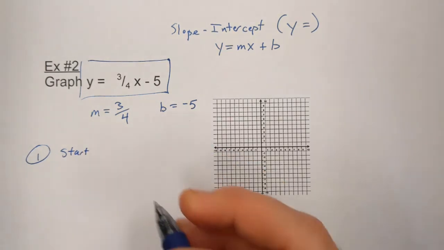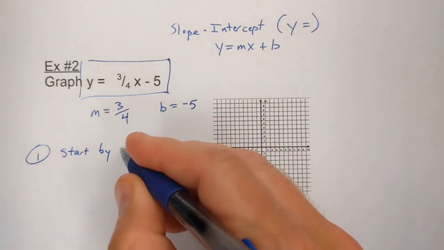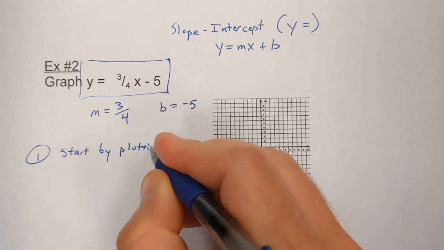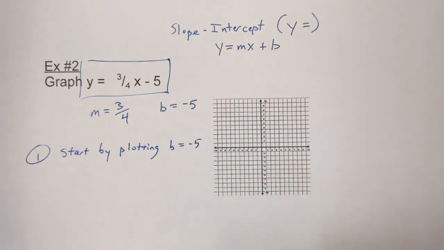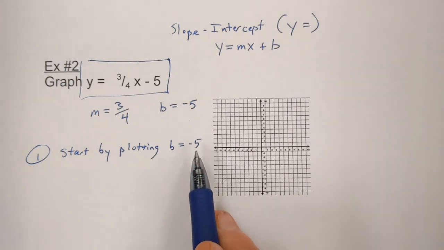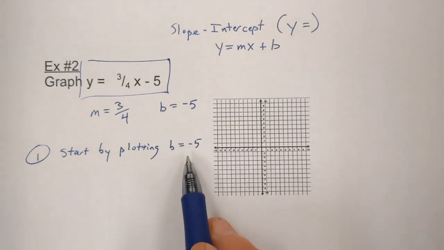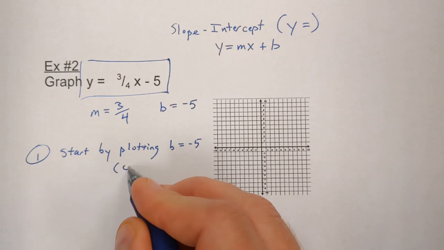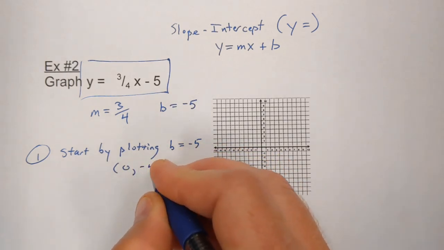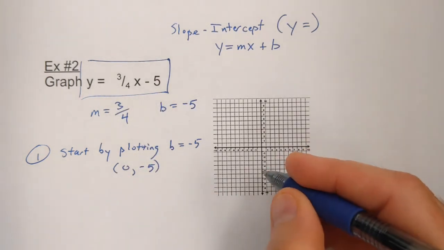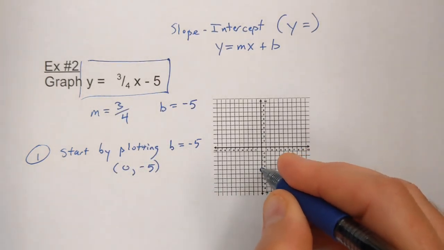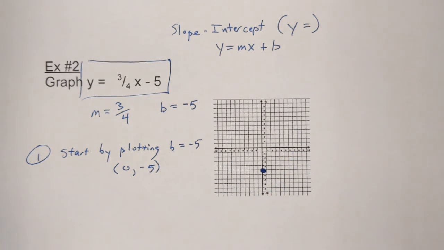Start by plotting the y-intercept, which means the line is going to pass through the y-axis at -5. We're going to plot a point at 0, -5. Because of this -5 here, we're going to start with a point at 0, -5 right here. Okay, that's step number 1.